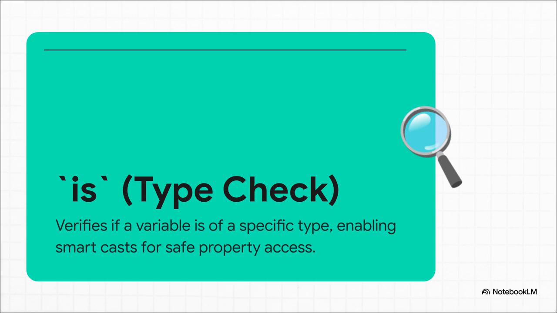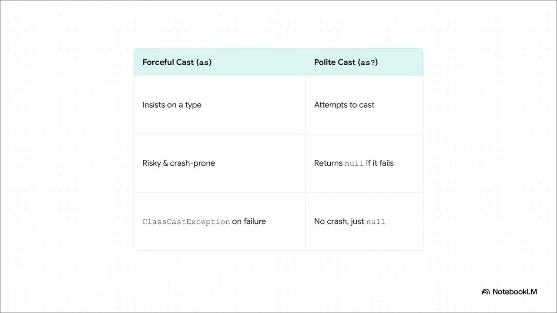But here's the really cool part. Once you've checked and confirmed what that object is, Kotlin is smart enough to just treat it that way from then on. You don't have to manually cast it. It's called a smart cast, and it just works, giving you safe access to everything you need, no extra work required. Now, when it comes to changing types or casting, Kotlin basically gives you two choices. You've got the forceful, I'd say risky, way with the as operator. If that fails, boom, your program crashes. But then there's the polite, safe, very Kotlin way, the as? operator.